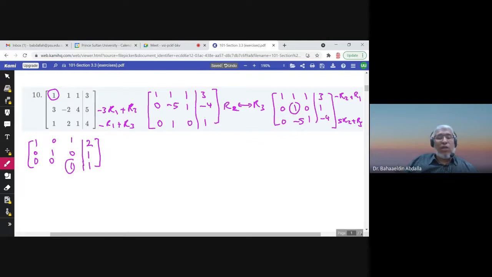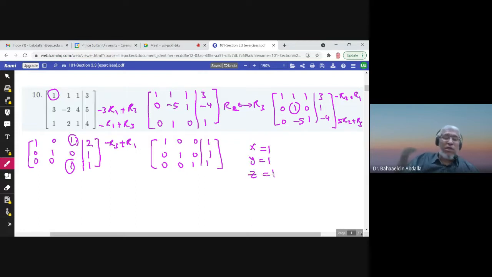Finally, this number has to be 1. It is 1, so I use it to make this one 0. So negative R3 plus R1. Negative 1 plus 2 is 1. This is the identity matrix. So X is 1, Y is 1, Z is 1.